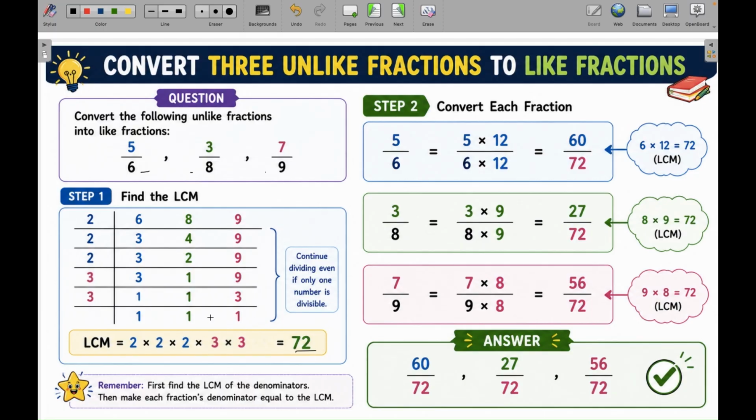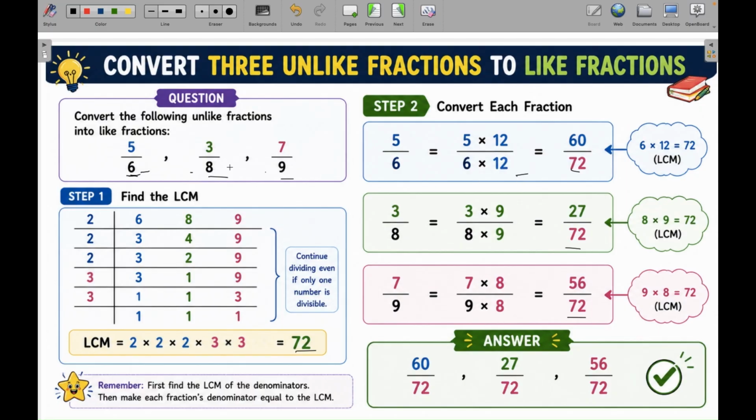Now we know that the common denominator is 72. Right. So for this, we need to have 72 in the denominator. For this, we need to have 72 in the denominator. For this, we need to have 72 in the denominator. So what number should I multiply 6 with so that I get 72? It is 12, because 12 6s are 72. So I should multiply the numerator with 12 as well. So this is what we are doing: 5 times 12 and 6 times 12.